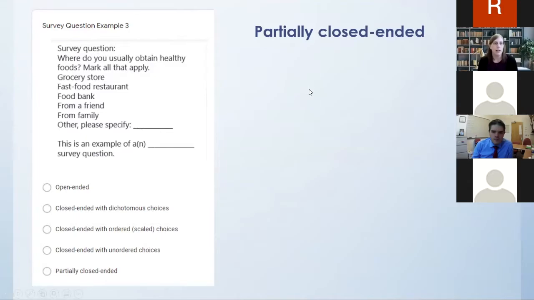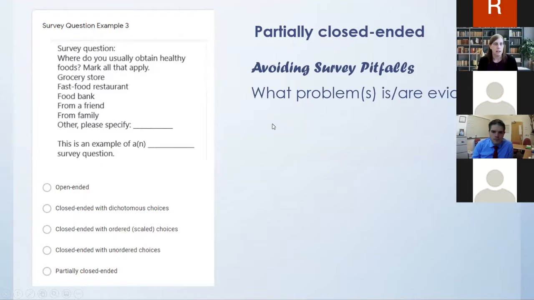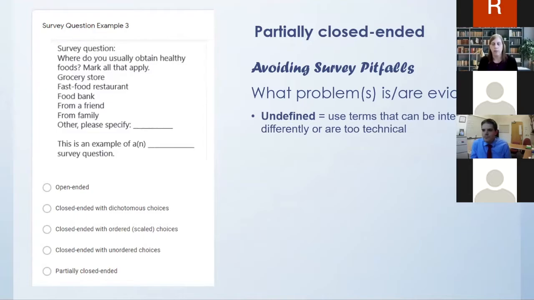This one, the problem here, which may not be as obvious, is that it's undefined. So using terms like healthy foods, you have to decide when you're developing a survey whether or not you want to define a term like healthy foods, or whatever term it might be that could be interpreted differently by people, or if you really want to leave it up to the interpretation of the individual.